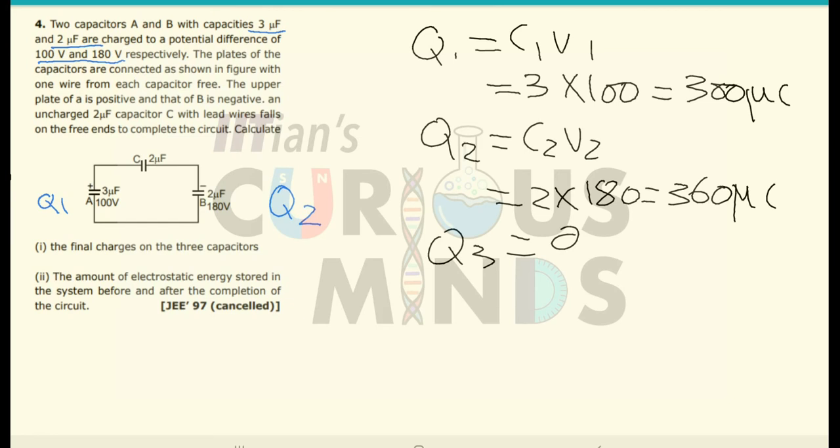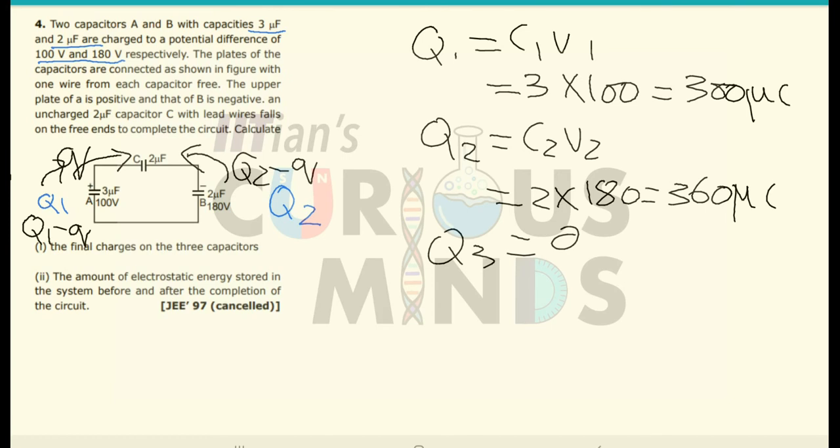After they are connected, let us say the charge on the 2 microfarad capacitor developed be equal to Q. So some amount of the charge will go from here. So the total charge will be equal to Q1 minus Q. After a long time, finally it will be Q1 minus Q over here, and over here it will be equal to Q2 minus Q.